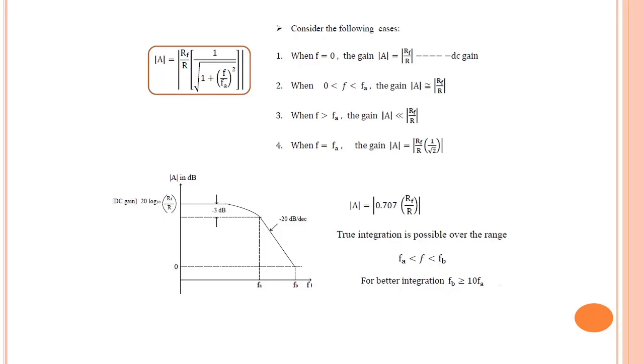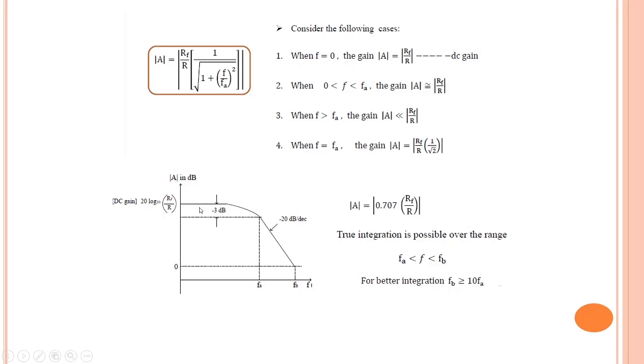If such a frequency response is plotted, we will get very easily the expression for the magnitude of that gain: mod of A equals RF divided by R multiplied by 1 divided by square root of 1 plus (f upon fa) squared. At very low frequencies, the square bracket term will become 1 and we'll get gain to be RF divided by R. So at lower frequencies, the gain will be following RF divided by R, in decibels 20 log of RF divided by R. That we call the DC gain.